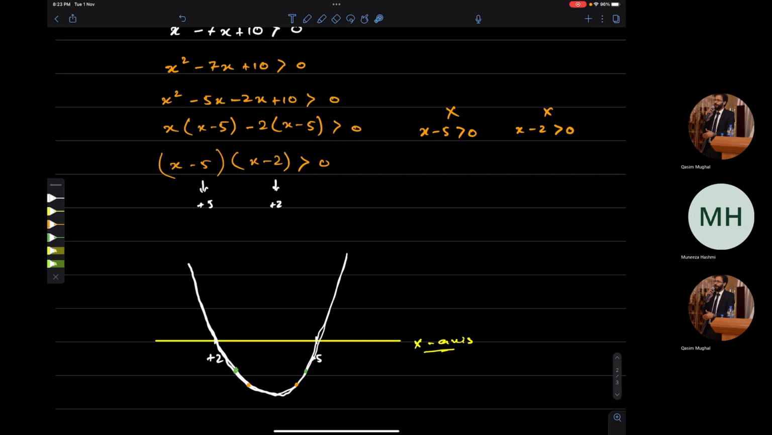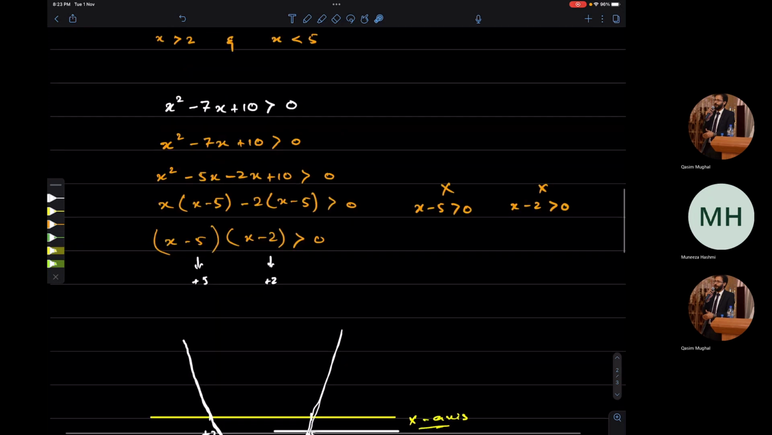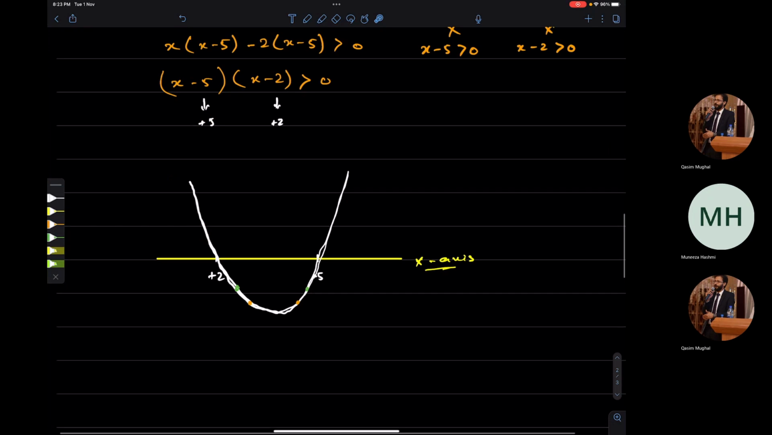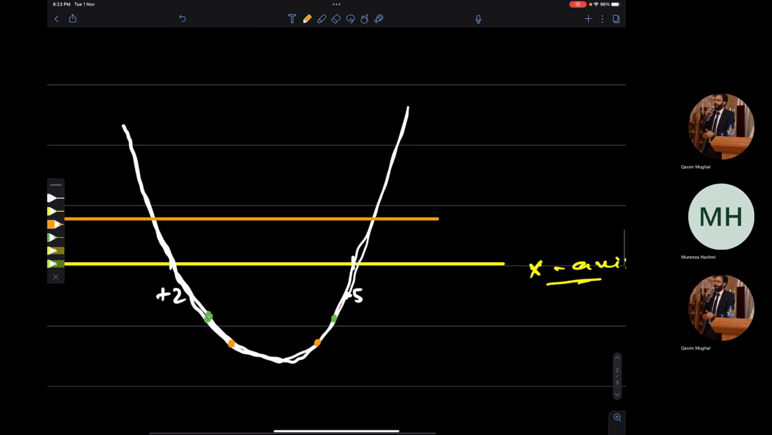So if you look carefully here, this whole thing is y and it is greater than 0. So basically greater than 0 is above the x-axis. So this time I'm going to draw a line above the yellow line, like this. Now you can see that the graph is intersecting at this point, and whatever this point is, it is less than positive 2, isn't it? Yes, sir. And whatever this point is, it is greater than positive 5.